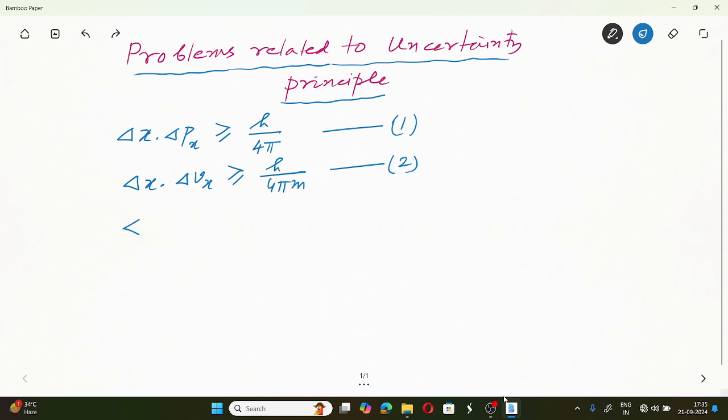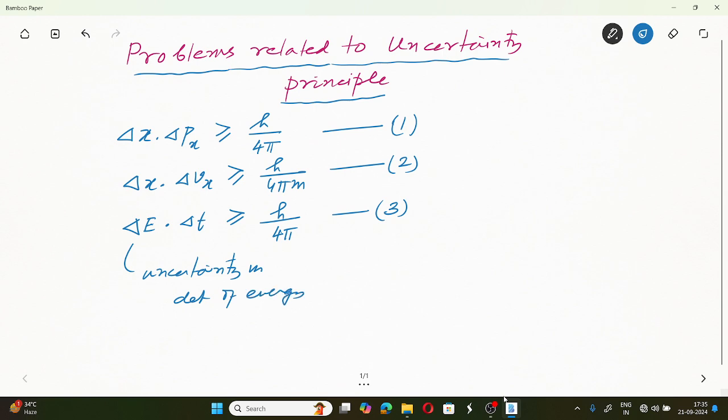Similarly, there is another expression, that is delta E into delta T greater than or equal to h by 4 pi, where, if you remember, delta E is the uncertainty in determination of energy of the microscopic particle, and delta T is the uncertainty in determination of time. So this is the third form of uncertainty principle.